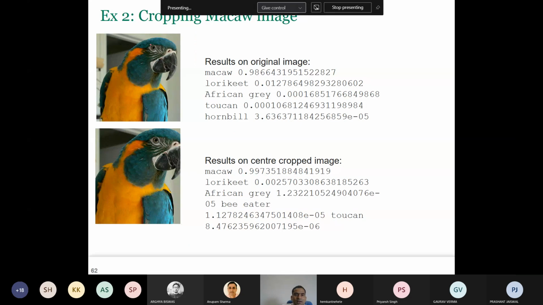This is another example. This is the overall macaw image. Macaw is a type of parrot. Here now we crop certain parts. In fact, maybe by mistake or whatever, we have even cropped some part of the macaw itself. But still, our results have not become wrong. In fact, our confidence that this is a macaw has improved.